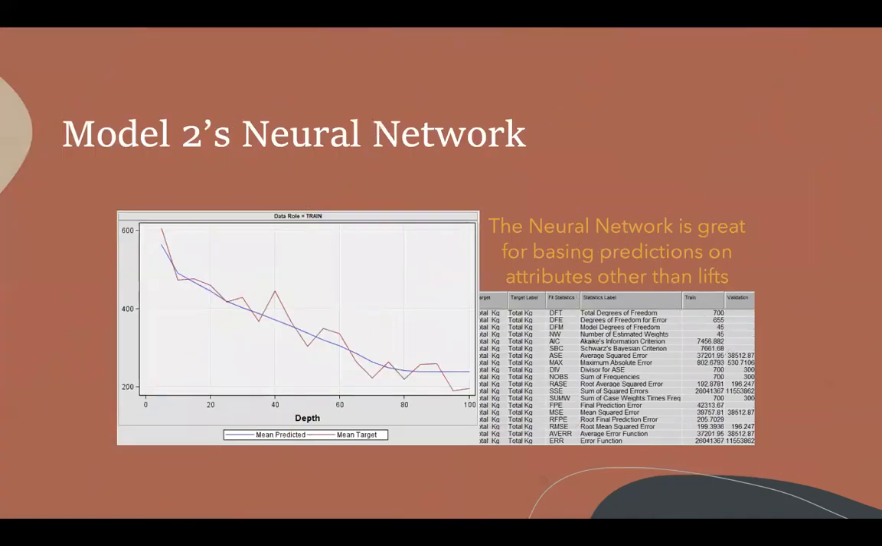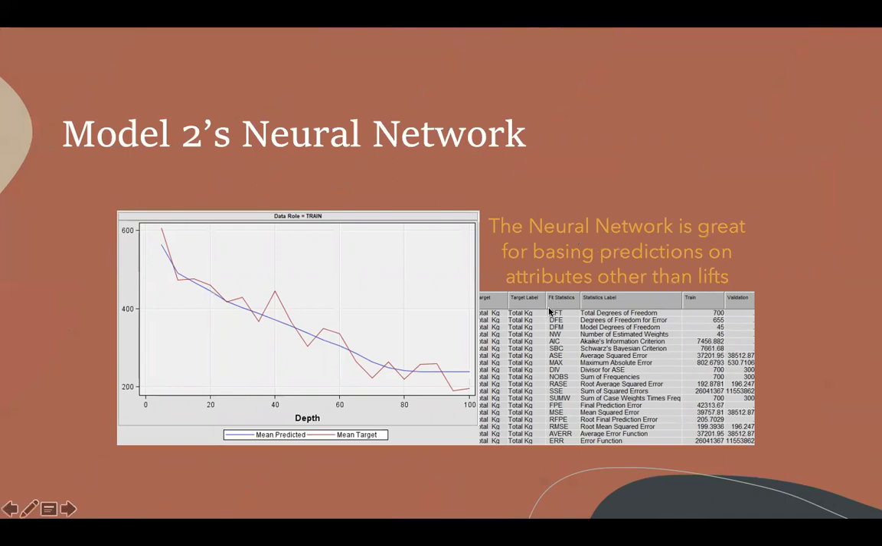Model 2, the best model was the neural network. If you recall, this graph right here on the left shows the difference between the target and the predicted in the training set. As you can see, there is significant overlap between the two, showing that the model is actually a pretty good fit.